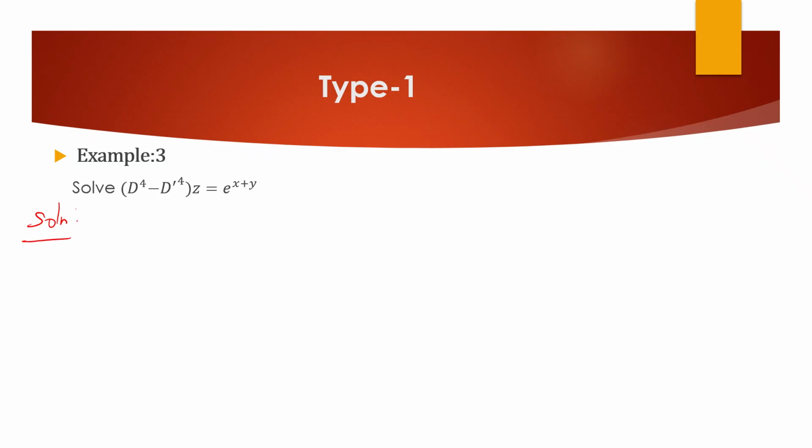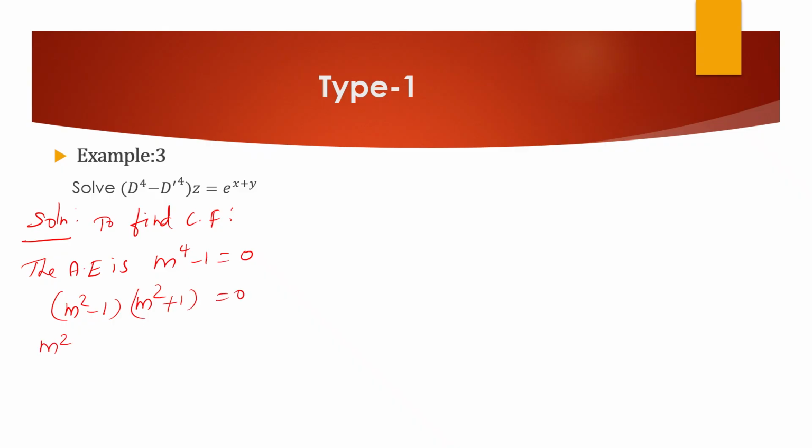So first we need to find out the complementary function. To find CF, we write the auxiliary equation first. So the auxiliary equation is m power 4 minus 1 is equal to 0, and since we have a square minus b square form, this can be written as m square minus 1 and m square plus 1 is equal to 0. Solving this, we get m square is equal to 1, implies that we get m is equal to plus or minus 1, and m square is equal to minus 1 implies that we get m is equal to plus or minus i.